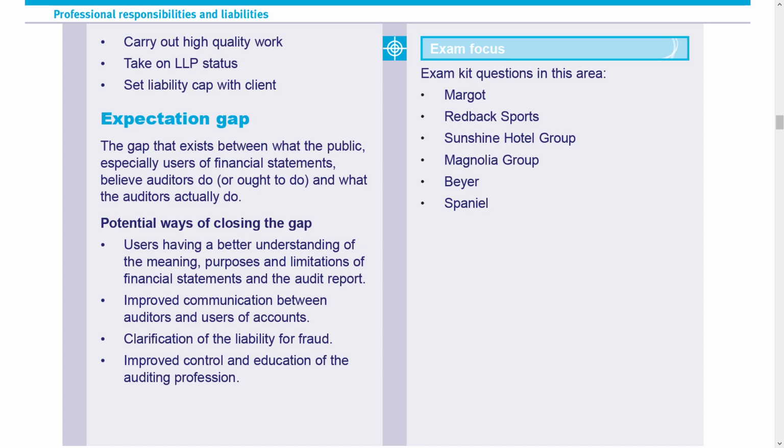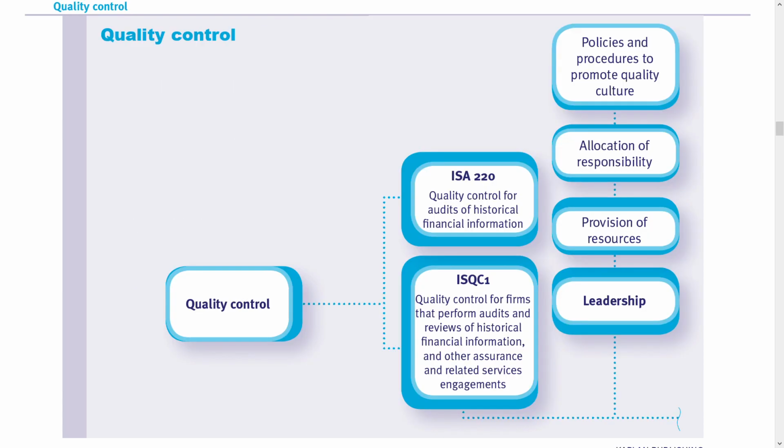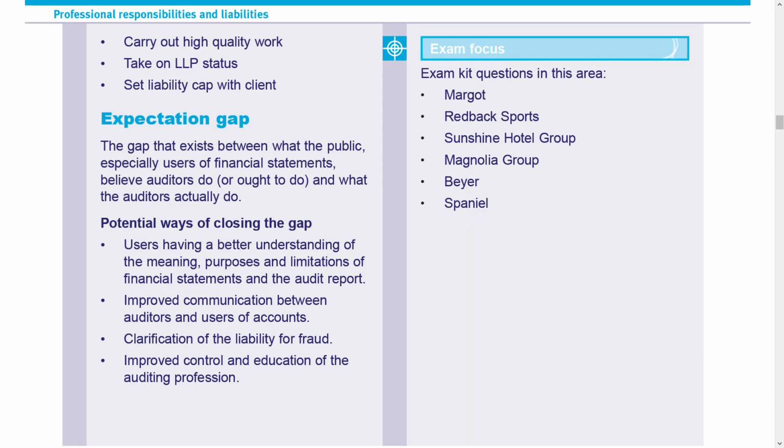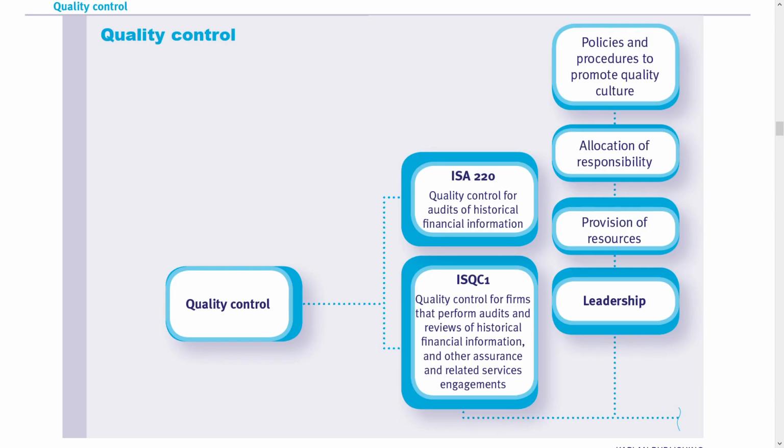So these are some exam kit questions that you can do for this topic of professional responsibilities and liabilities. Make sure that in your revision kit you go through these questions. If not all, at least go through some so that you get a basic idea of how the questions might appear. Next, quality control. This is the fifth topic, quality control.